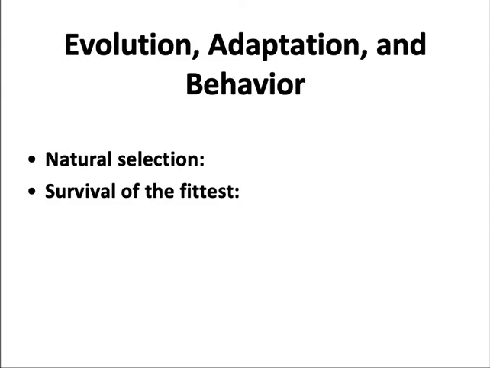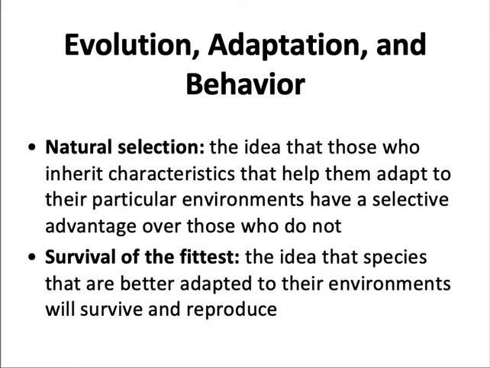Natural selection is the idea that those who inherit characteristics that help them adapt to their particular environments have a selective advantage over those who do not. Mutations that facilitate survival and reproduction are passed along. Those that do not are not. The survival of the fittest is an idea that species that are better adapted to the environment will survive and reproduce.